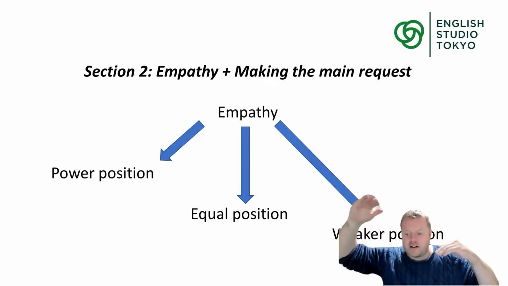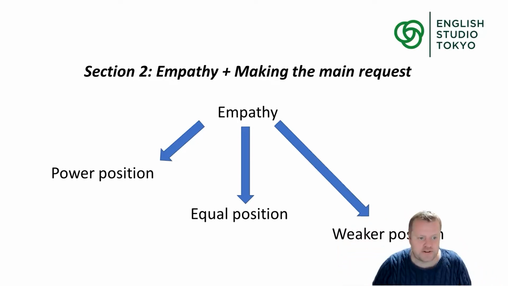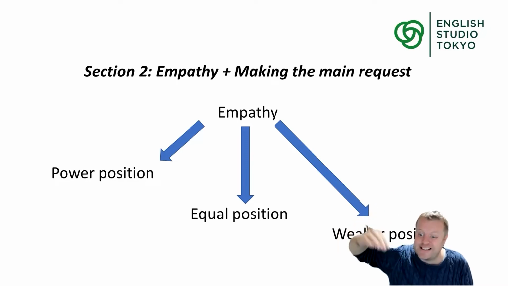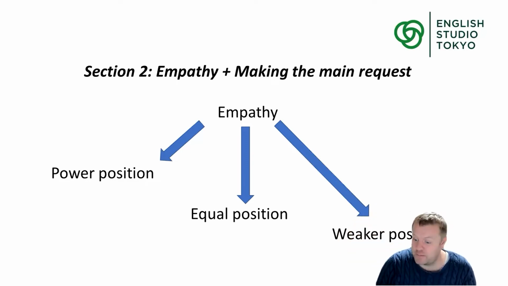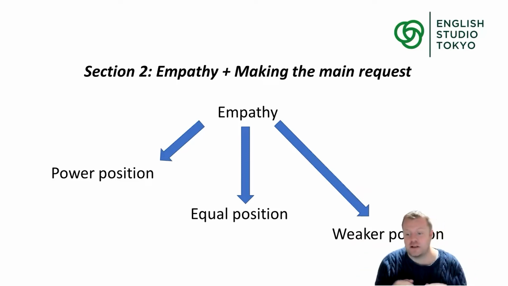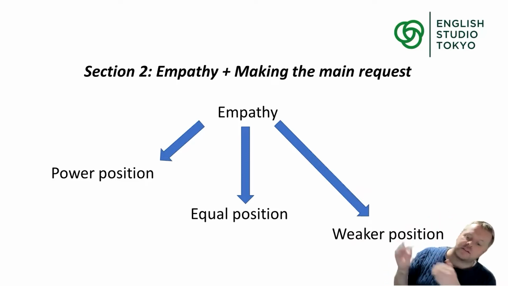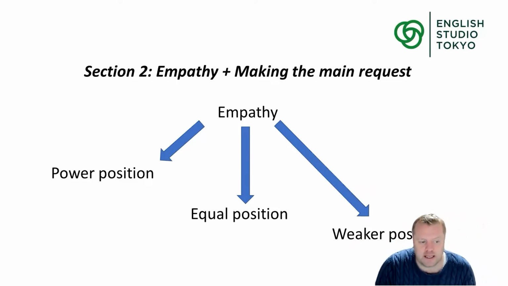So in a business situation, we can break requests into sort of three hierarchical stages. So a hierarchy, sort of a power status. Are you in a power position in the relationship? Are you in an equal position in the relationship? Or are you in a weaker position in the relationship? It's not always black and white. It's not always easy to understand.